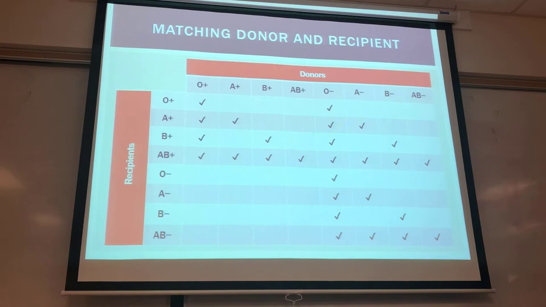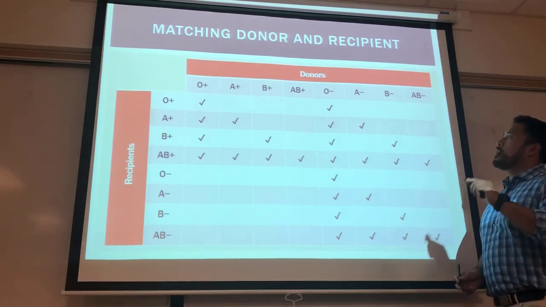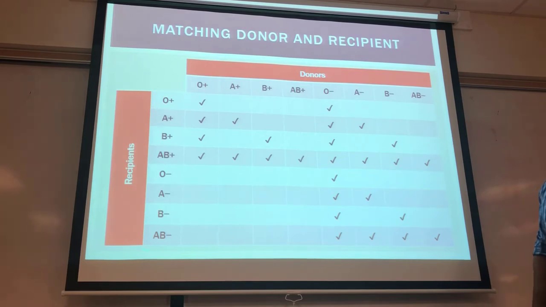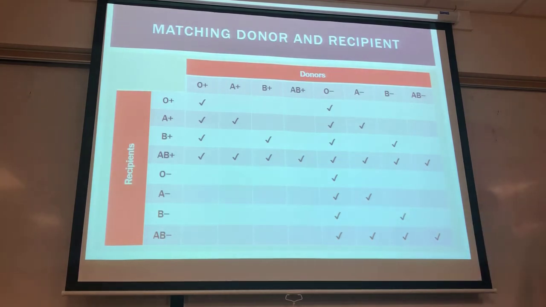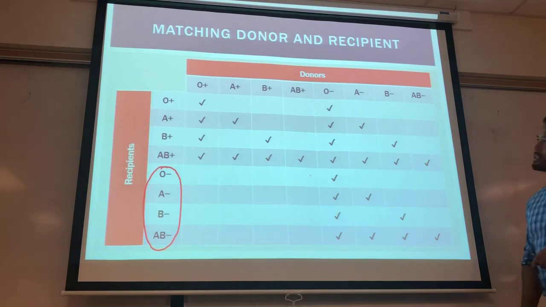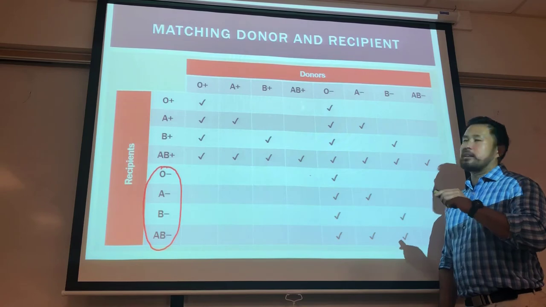So now, based off this information, let's take a look at matching donors and recipients. For compatibility, our donors are the columns on top, and our recipients are the rows across. The ones that are compatible are going to have the check mark with them. So here you can see that anybody that is Rh negative, as a recipient, cannot receive any blood from anybody that is Rh positive.